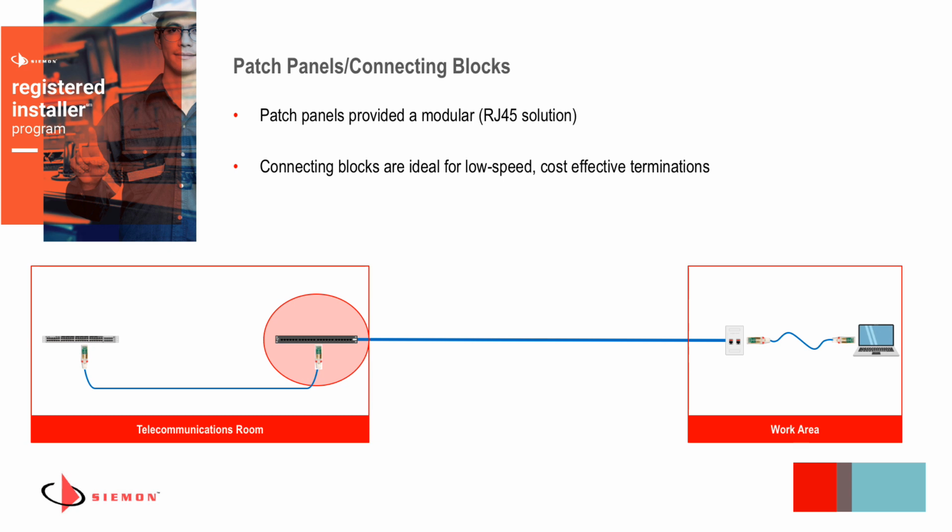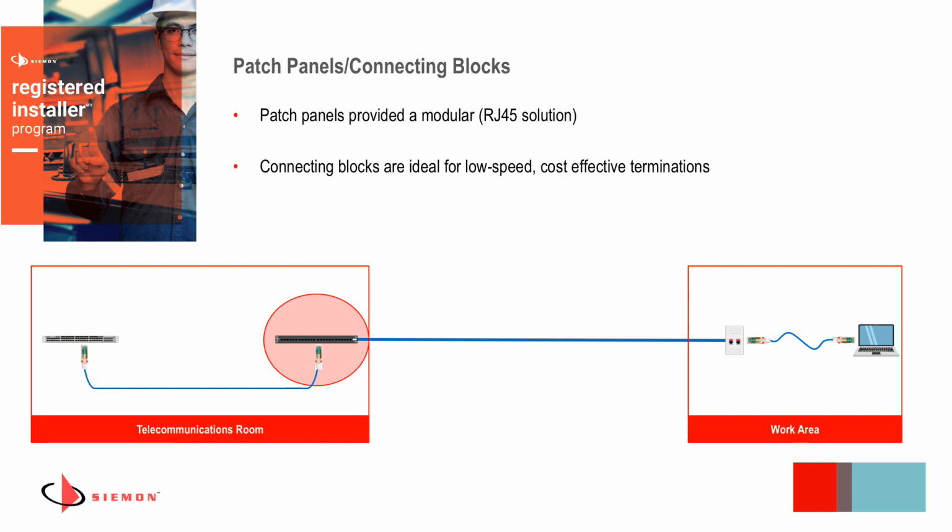So now that we've covered horizontal cable and the connectivity at the work area, let's go into the telecommunications room and take a look at what that horizontal cable is going to terminate onto. It's going to terminate onto one of two platforms, if you will. The first is going to be patch panels, which are typically an RJ45 type of design, where you're terminating on the back and then coming out with a standard patch cord on the front.